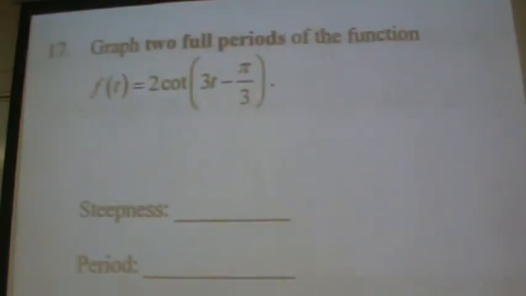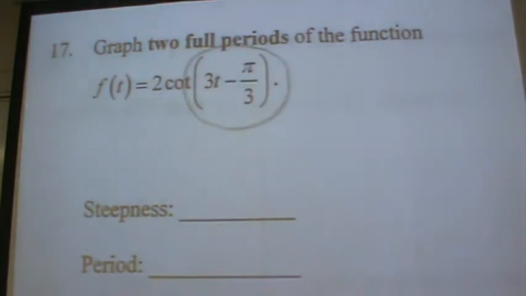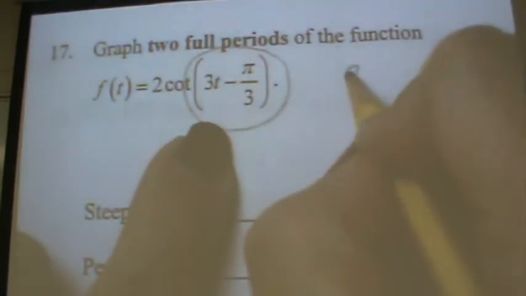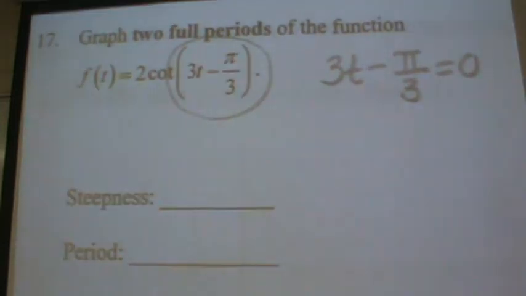Okay, moving along, number 17. Tell me what to do. This is a cotangent. Now the difference between tangent and cotangent is we have to find our first asymptote. Where is our first asymptote on a regular cotangent graph? 0. So you're going to set this 3t minus pi over 3 equal to 0, because that's where our first asymptote is for cotangent.